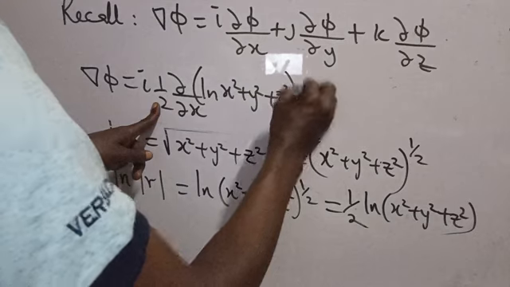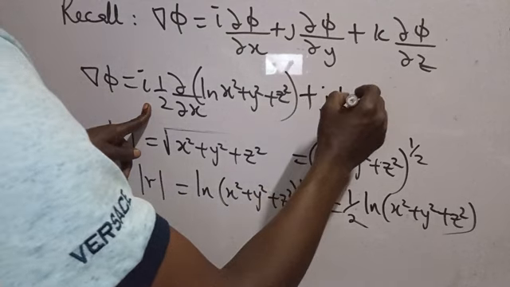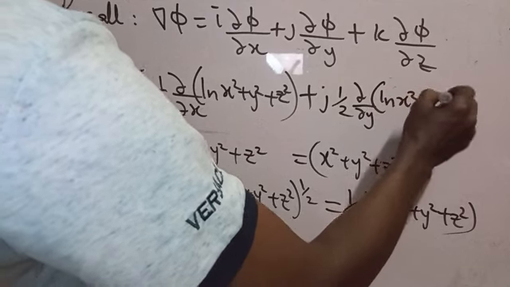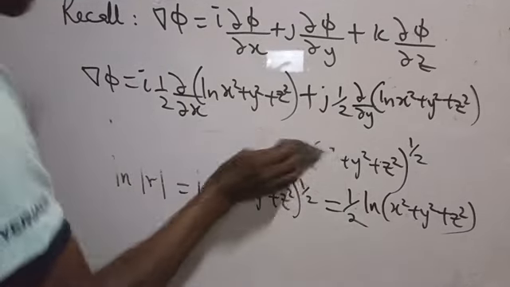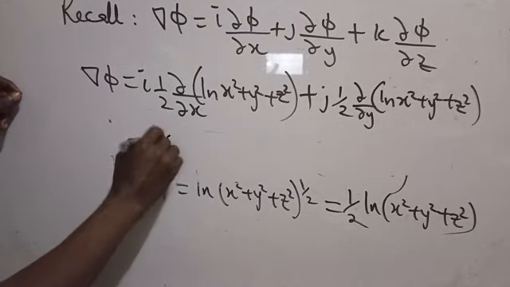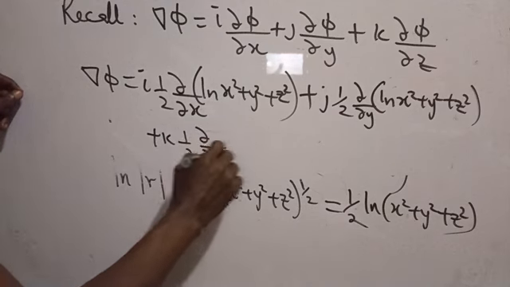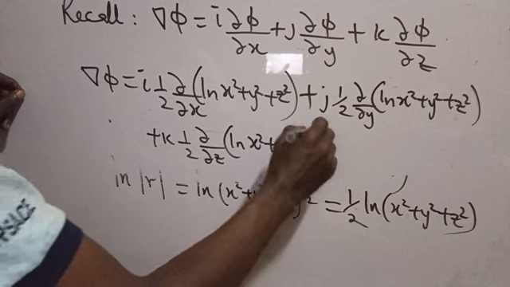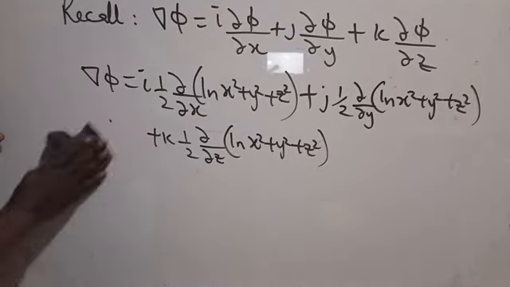Do the same thing for j: half d/dy of ln of x squared plus y squared plus z squared. I hope you understand. Do the same thing for the last one, it's very straightforward. The last one is plus k half d/dz of ln of x squared plus y squared plus z squared. With that, it will be easier to evaluate.